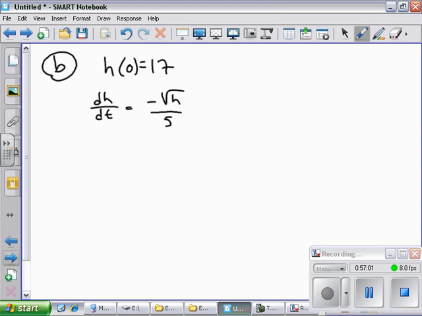To solve a differential equation, you separate and integrate. So let's get the h's on the left and the t's on the right. I'm going to leave the negative over there on the right. So dh over the square root of h equals negative 1/5 dt. I divided both sides. So you separate the variables by multiplying or dividing. In this case, I divided both sides by square root of h, and I multiplied each side by dt.